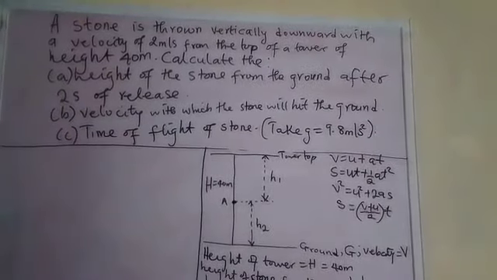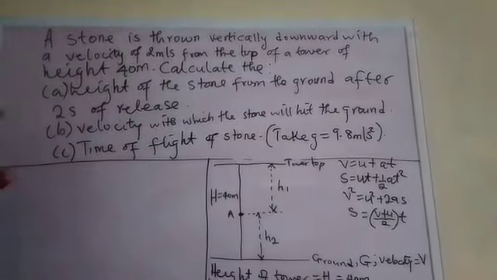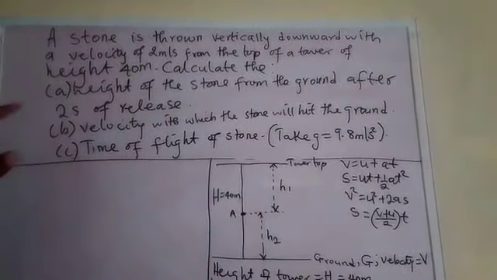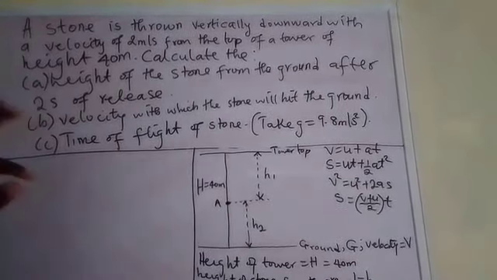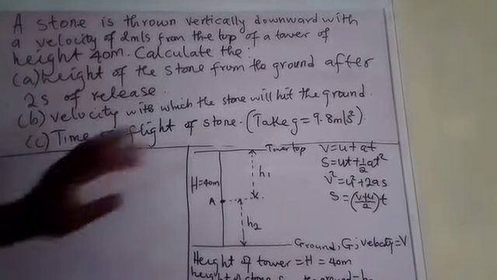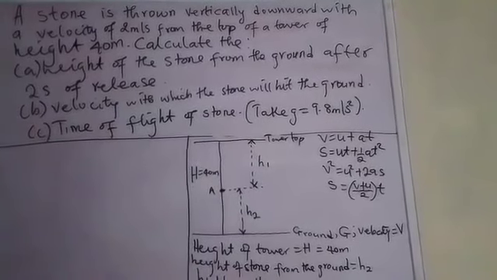Let's solve this problem together on motion. A stone is thrown vertically downward with a velocity of 2 meters per second from the top of a tower of height 40 meters. Calculate A, the height of the stone from the ground after 2 seconds of release. B, the velocity with which the stone will hit the ground. And C, the time of flight of the stone. We are asked to take the value of g as 9.8 meters per second squared.